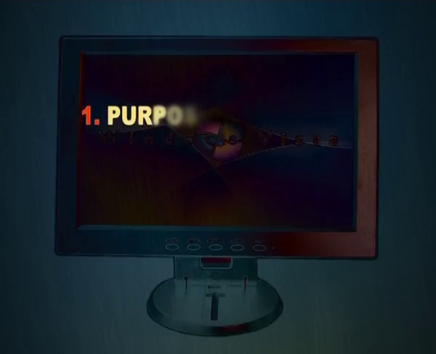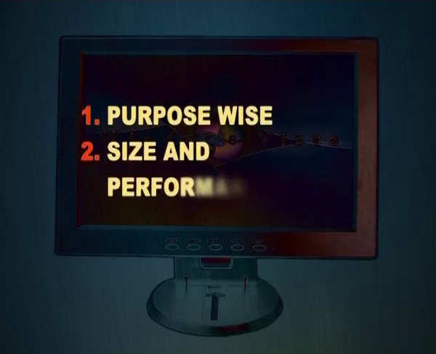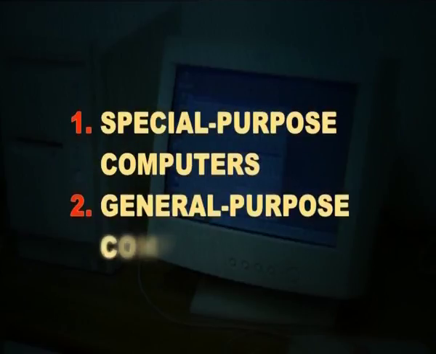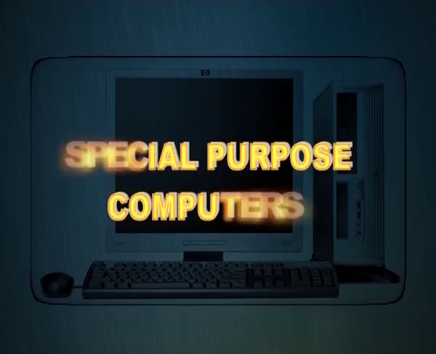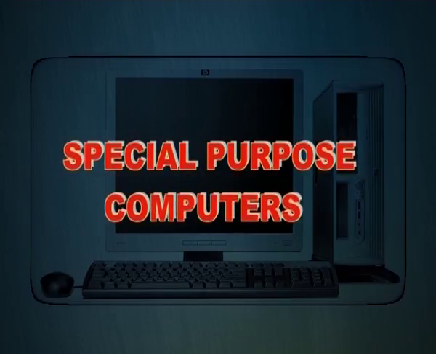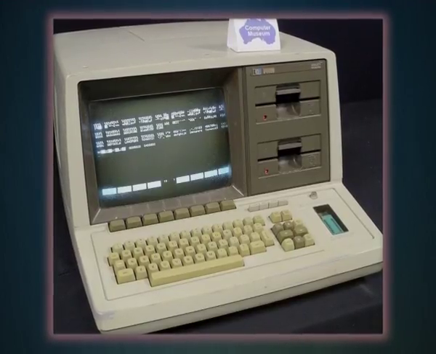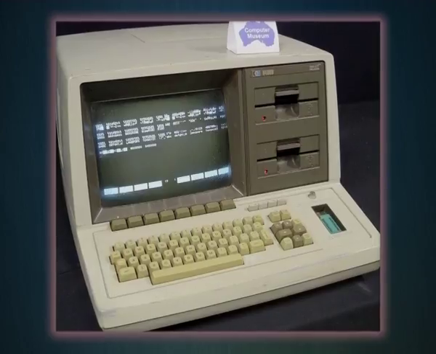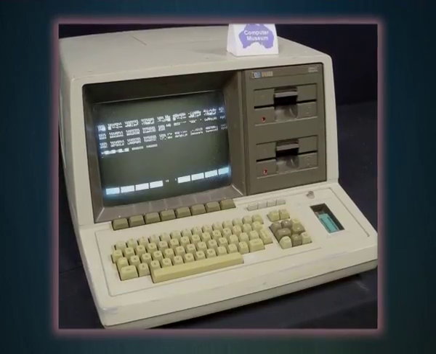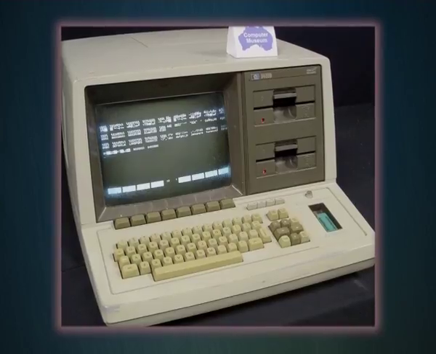Digital computers can further be classified in 2 ways. 1. Purpose-wise. 2. Size and performance-wise. Purpose-wise digital computers are classified into 2 types. First, a special purpose computer is one that is designed to perform a specific task. The instructions or programs to carry out the task are permanently stored in the machine. For the specific task, this type of computer works efficiently, but such computers are not versatile.